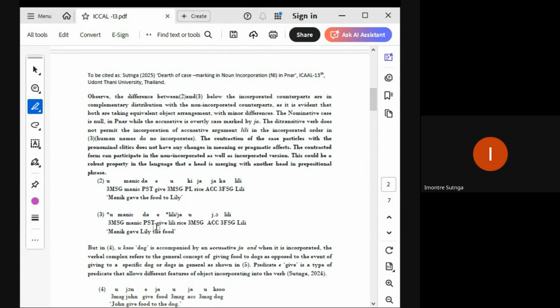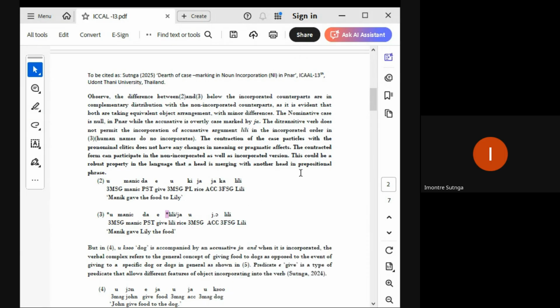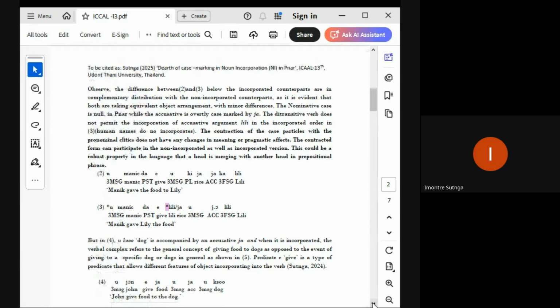So you see in 3, although it is not possible for Lily to move to the verbal complex, to the verb element, we see that there is a contraction here. This is just the contraction of this case particle with the pronominal clitic, which does not have any change in meaning or pragmatic effect. This could be a robust property in the language that a head is merging with another head in the prepositional phrase, which I am looking at.